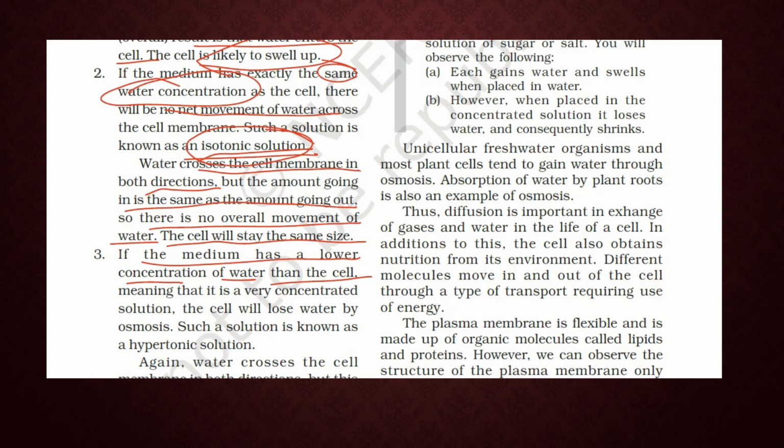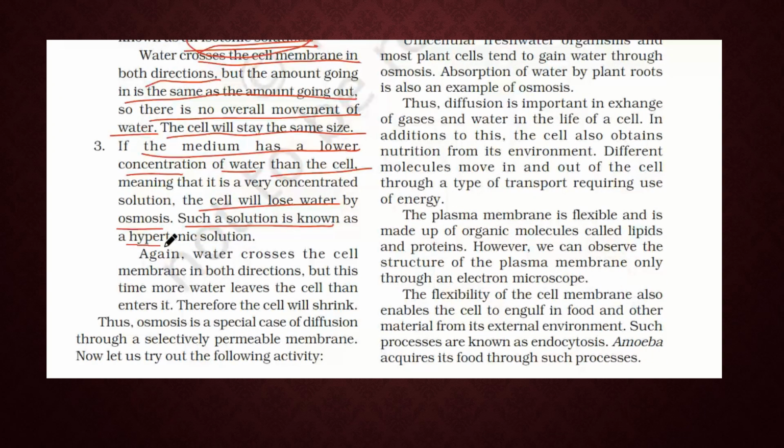Okay, so the first solution was dilute, so it was a hypotonic solution. The second one was having equal concentration, so it was an isotonic solution. And now the water content of the outside part of the cell is less, that is, it is more concentrated. That means that it is very concentrated and the cell will lose water by osmosis. Such a solution is known as a hypertonic solution. So three kinds of solution: hypotonic, isotonic and hypertonic solution, right?